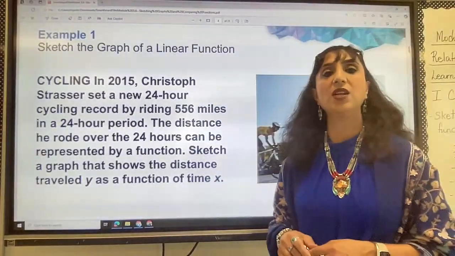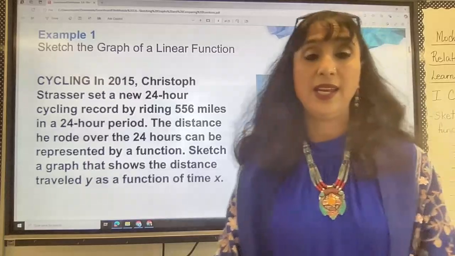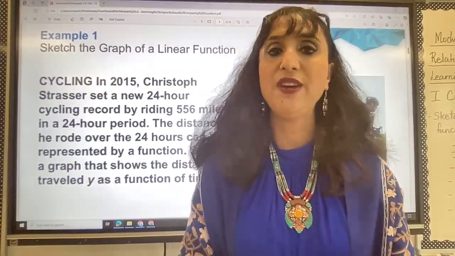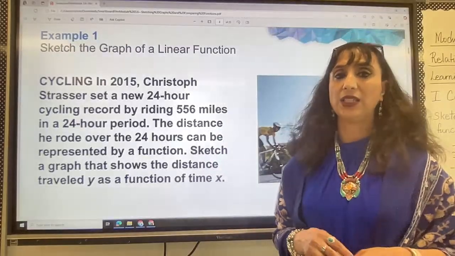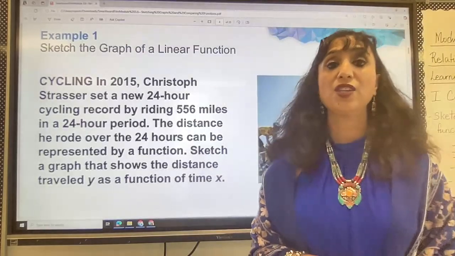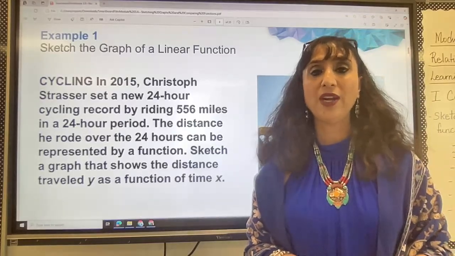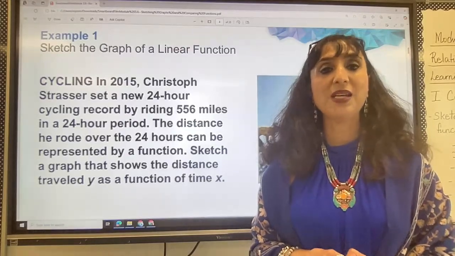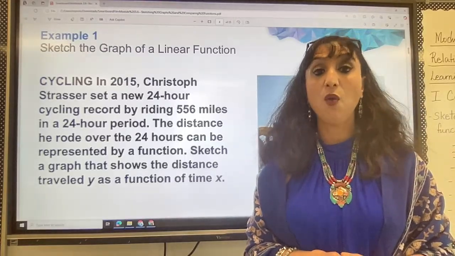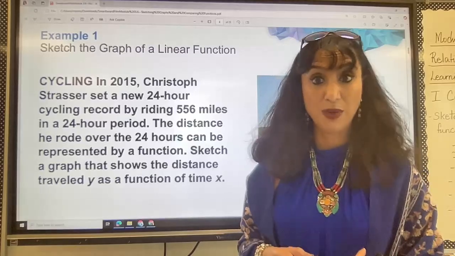Let's look at the first example, where we are sketching the graph of a linear function. Cycling. In 2015, Christoph Strasser set a new 24-hour cycling record by riding 556 miles in a 24-hour period. The distance he rode over the 24 hours can be represented by a function. Sketch a graph that shows the distance traveled, y, as a function of time, x. Once again, time is x and the distance traveled is y.